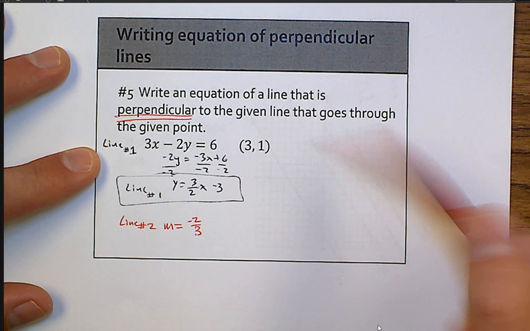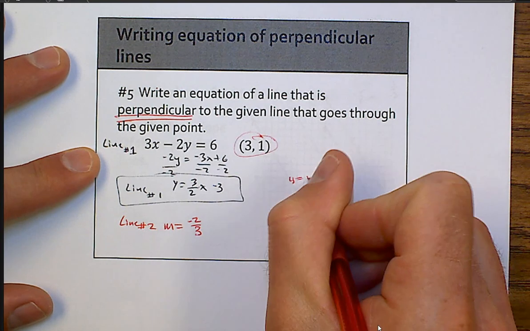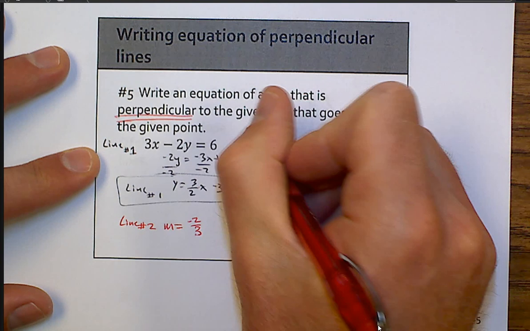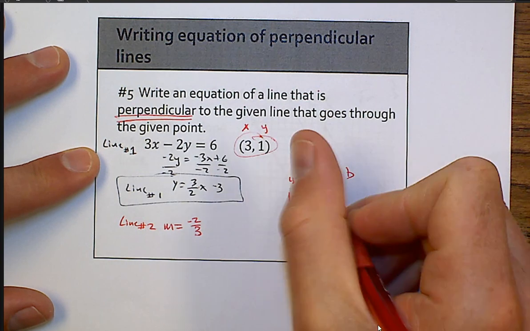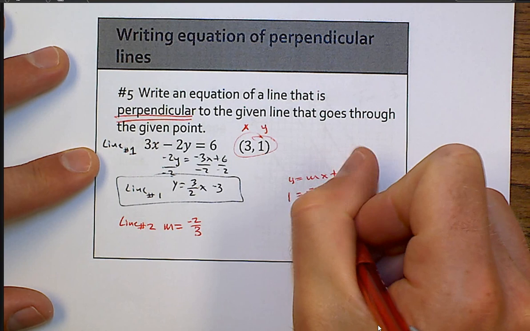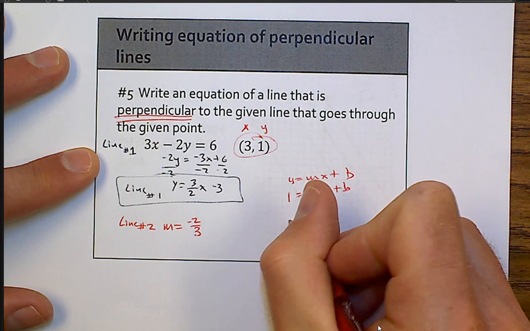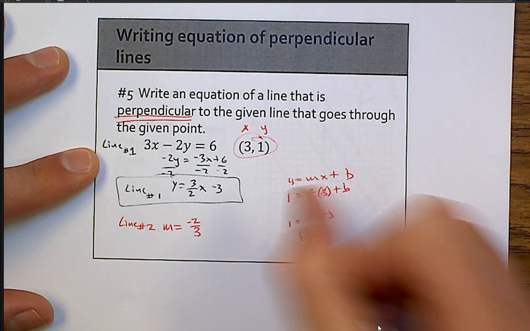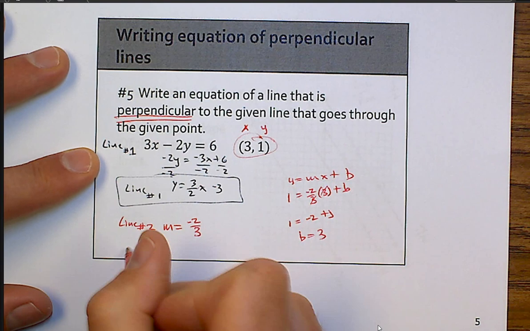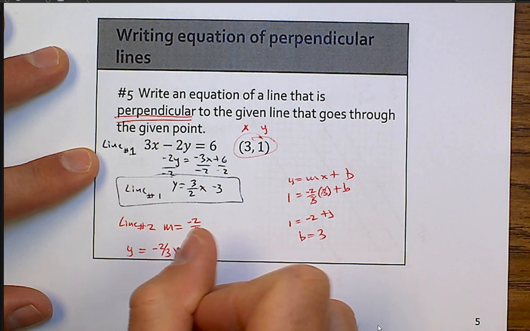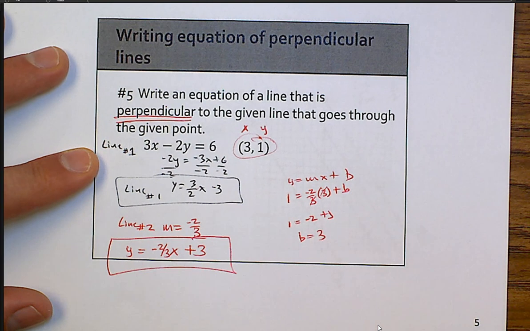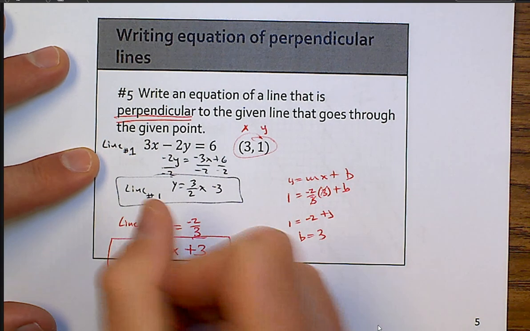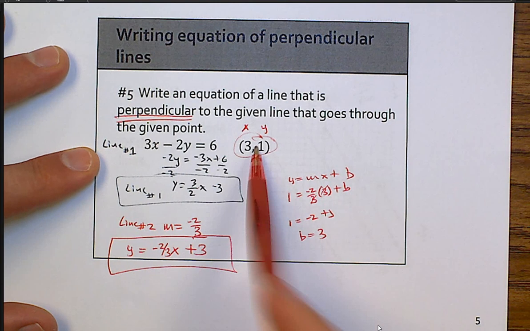I'm going to use this point. So I'm going to go y equals mx plus b. There's my x, there's my y. So 1 equals a slope of negative 2/3 times 3 plus b. And I get 1 equals, your 3's would cancel out, so you get negative 2 plus b. You get b equals 3 because you'd add the 2 over. And I'm going to get y equals negative 2/3 x plus 3. And that should be the equation of line number 2, perpendicular to line number 1 using the point 3, 1. We're cruising right along here. Look at that. Done. Finished.